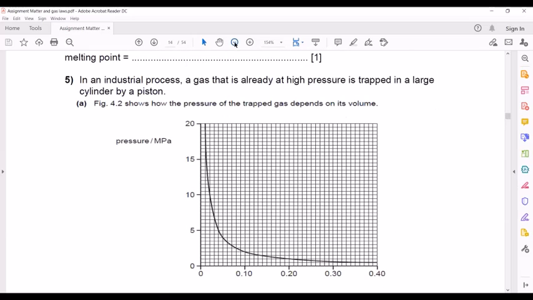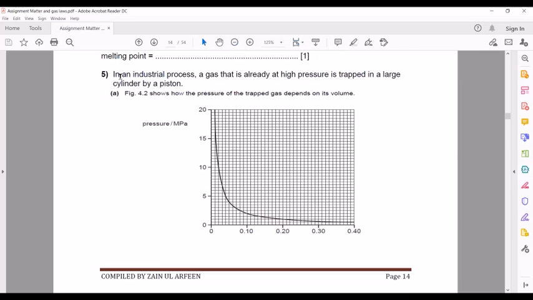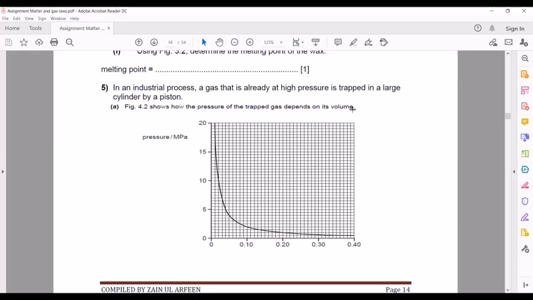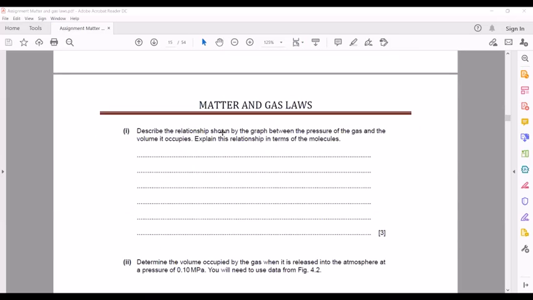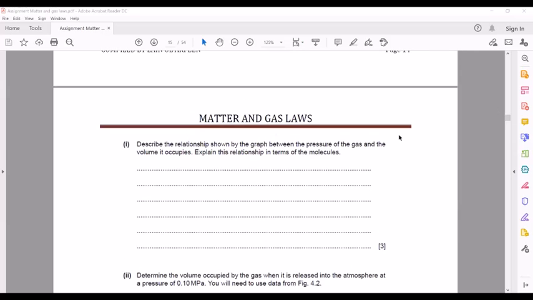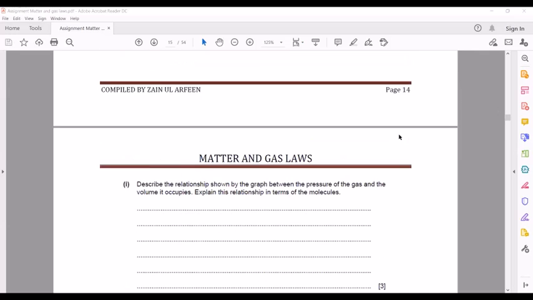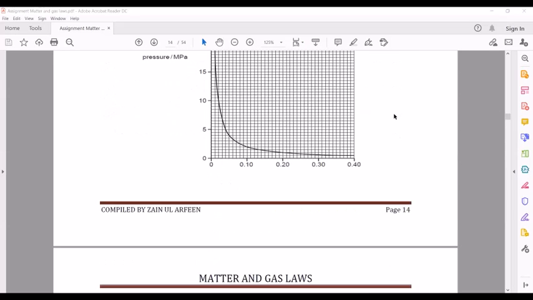Okay, in this question, in an industrial process, a gas that is already at a high pressure is trapped in a large cylinder by a piston. The figure shows how the pressure and the volume of the gas vary. This one is the volume. Describe the relation shown by the graph between the pressure of a gas and the volume occupied. Explain this relation in terms of molecules, and it is of 3 marks.